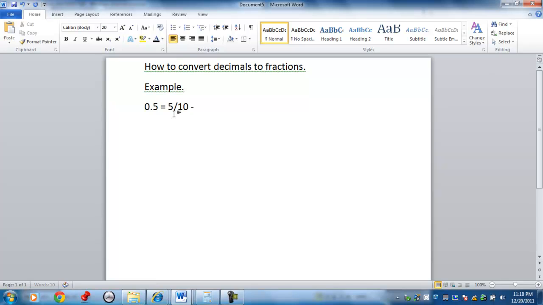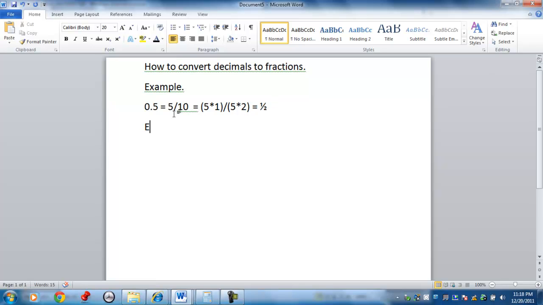Anytime that you are writing a fraction, or you convert the decimal to a fraction, write the fraction in the lowest terms. For example, 5 times 1 over 5 times 2. Notice that both the 5 and the 10 share a common factor of 5, and this will reduce the fraction to 1/2.